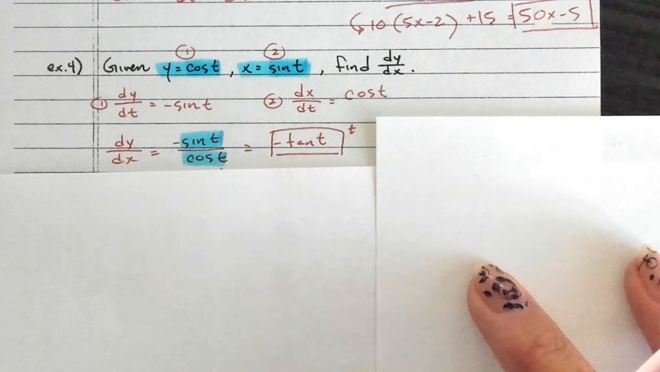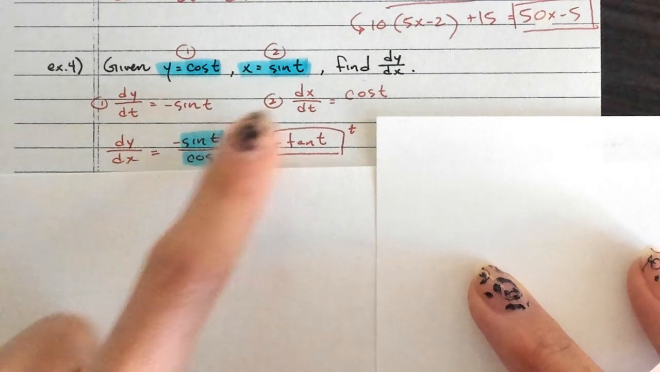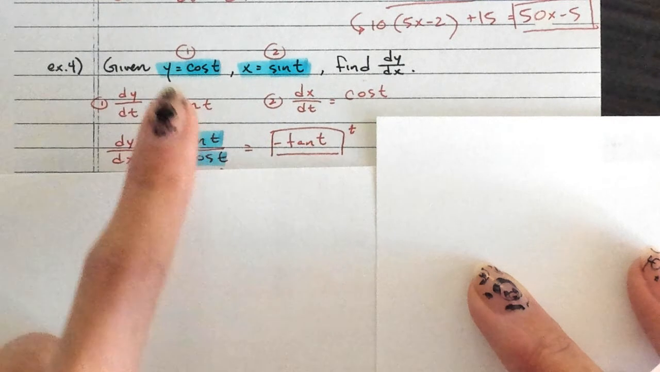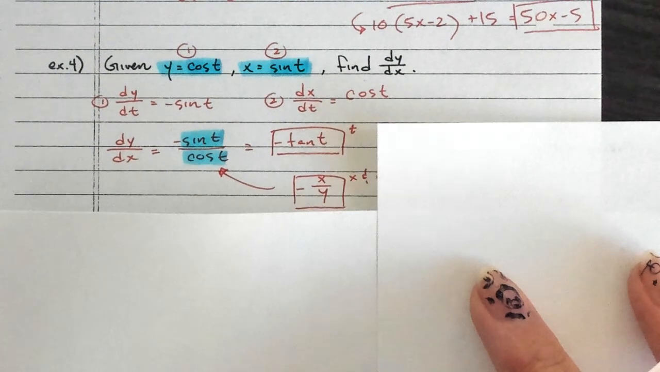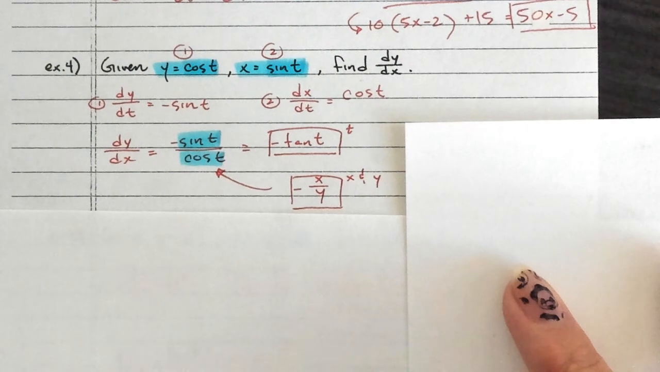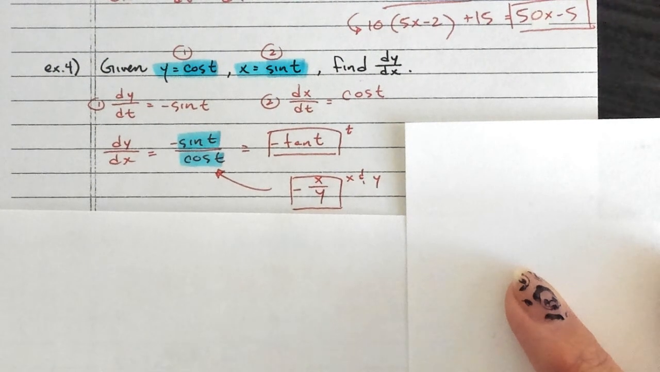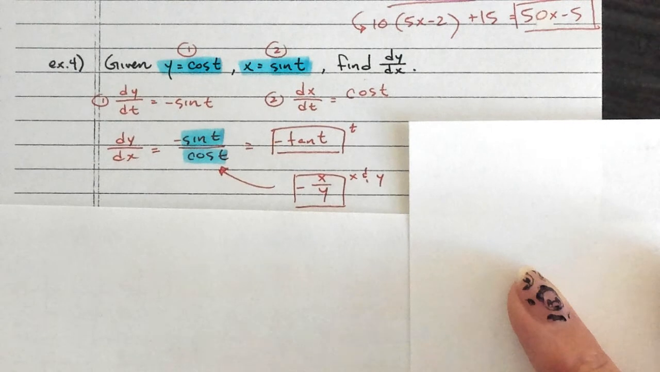Is there anything I can do? I think so, because see that sine t is equal to x and cosine t is equal to y. Okay, let's go ahead and replace. So really it's negative x over y as well. So that one was kind of quick, efficient, to the point, right? That one was kind of easy.